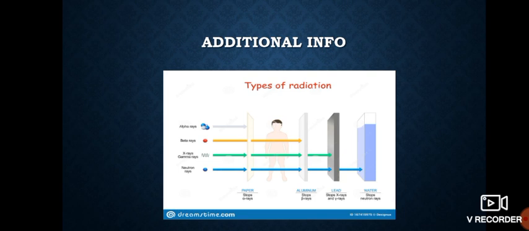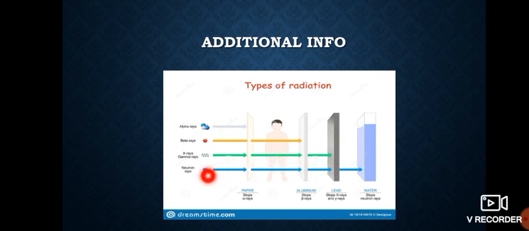So I have also another diagram to explain that. So we have the alpha rays passing through paper, beta rays passing through but cannot pass through the aluminium. Beta rays can also pass through the human body. Gamma rays passing through the human body, aluminium, stopped by lead.